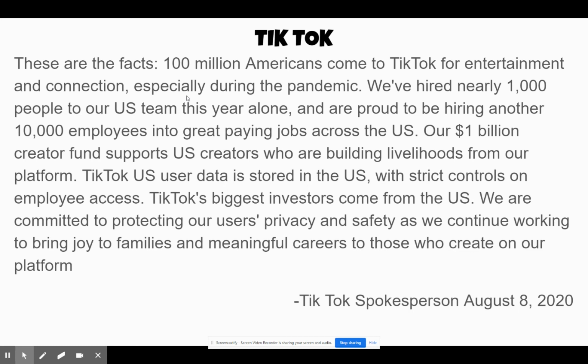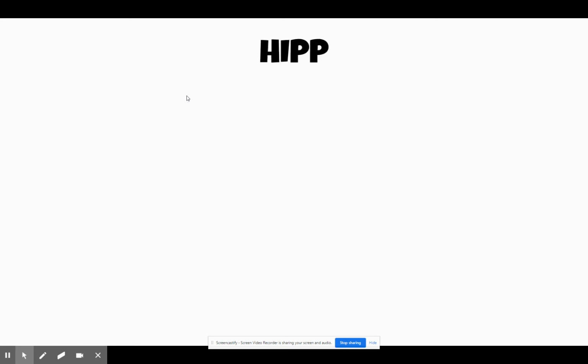TikTok U.S. user data is stored in the U.S. with strict controls on employee access. TikTok's biggest investors come from the U.S. We are committed to protecting our users' privacy and safety as we continue working to bring joy to families and meaningful careers to those who create on our platform. Again, let's do a HIPP.